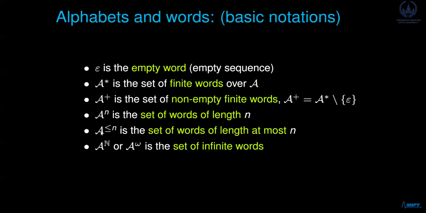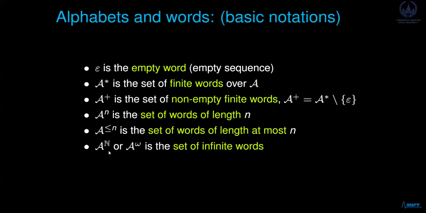Similarly, A to the power less than or equal to n is the set of words of length at most n. This would include words of length 0 through n. So if n is equal to 2, this set would include the empty word epsilon, all words of length 1, and all words of length 2.